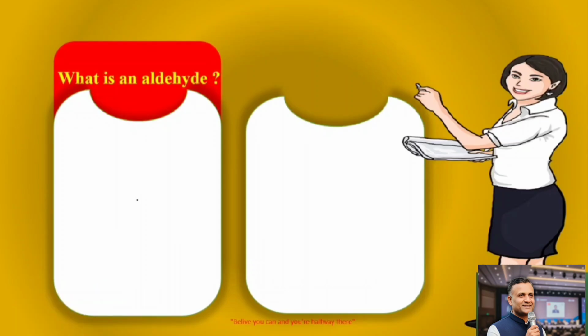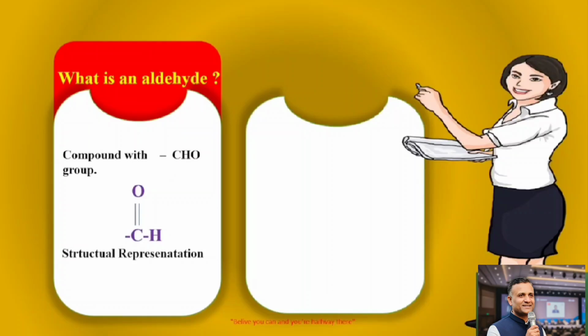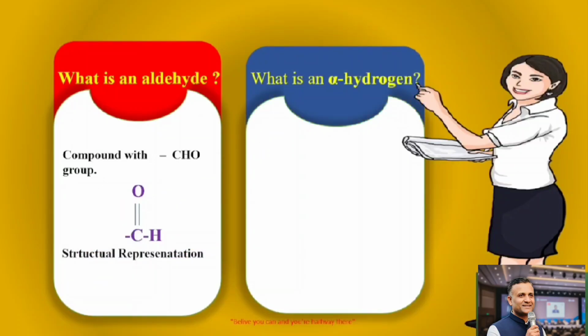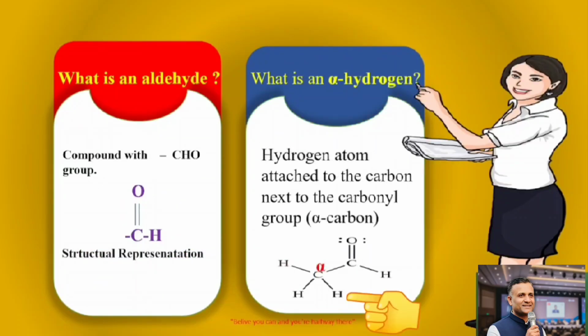What is an aldehyde? Aldehyde, which is having the CHO group and it is represented like C double bond O H. What is an alpha hydrogen atom? Hydrogen atom attached to the carbon next to the carbonyl group. It's called as an alpha carbon. Here, a carbon atom directly attached to the carbonyl group is called as the alpha carbon atom and which is indicated by the alpha.